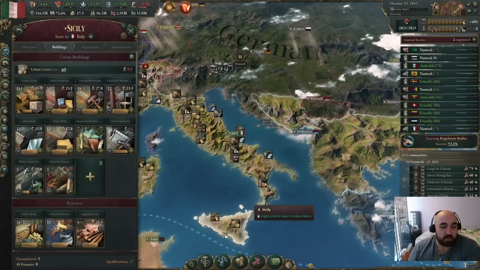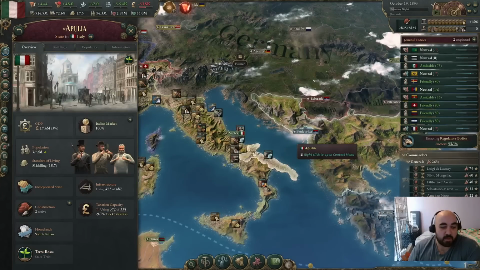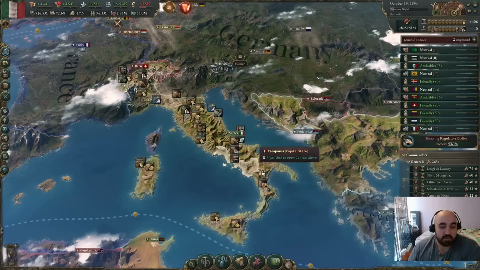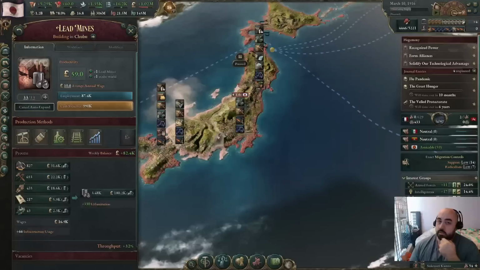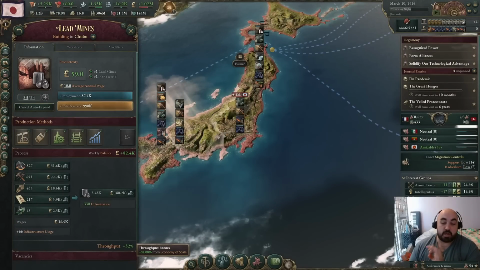I don't know where we're getting mining production from. I think that bonus is from an event. I don't think it applies to everything. Let's take a quick pause and try and track that down. So that was a country-wide modifier. That was modifying all of ours in our Italy run.